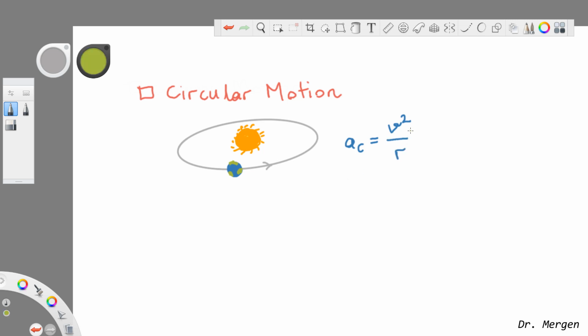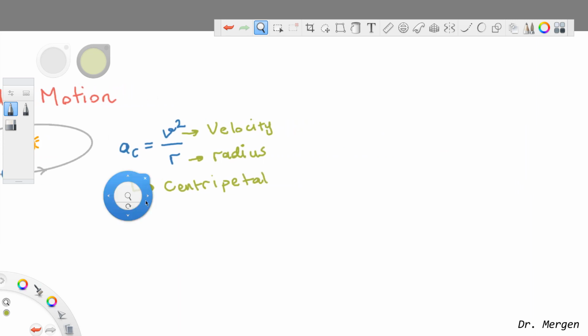Here, v is the uniform velocity of the particle and r is the radius of the path. This acceleration is called centripetal acceleration because it's directed toward the center of the circle. And for uniform circular motion, centripetal acceleration is always perpendicular to the velocity.